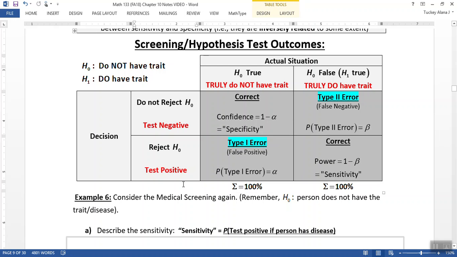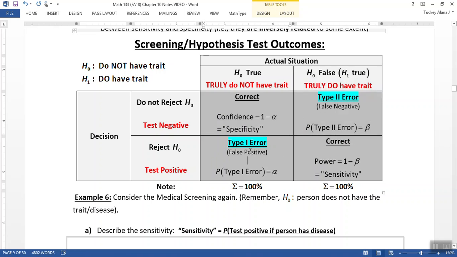Note that the two columns must add up to 100%. So alpha and 1 minus alpha, and beta and 1 minus beta. And this is a little bit different than just a regular two-way table. These probabilities in here are based on section 5.4, which is conditional probability. So there's a little bit more going on in the background here probability-wise, but suffice it to say that these two cells must make 100% and these two cells make 100%. So of all the people that don't have the trait, they must test into these two groups, and all the people that do have the trait must test into these two groups.